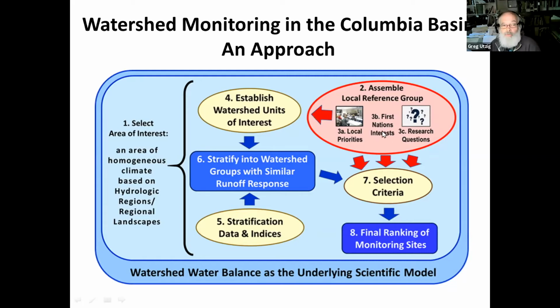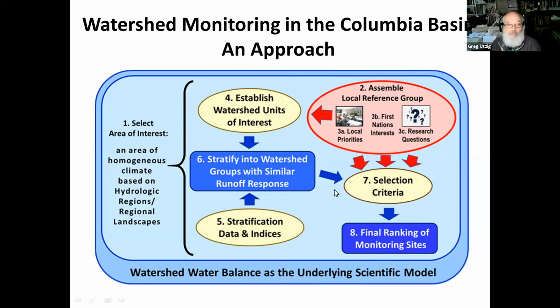Once we've established this group, we try and figure out which watersheds we are going to actually monitor, since we can't do them all. So one is to establish the watershed units of interest. Secondly, to stratify those, to try and approximate which ones we think are likely to be reacting in a similar manner, so we can stratify our sampling procedure to sample each of those different types, but not multiple ones within a type unless we've got funding to do that. And eventually we come together with some final selection criteria and come up with a final ranking of monitoring sites.